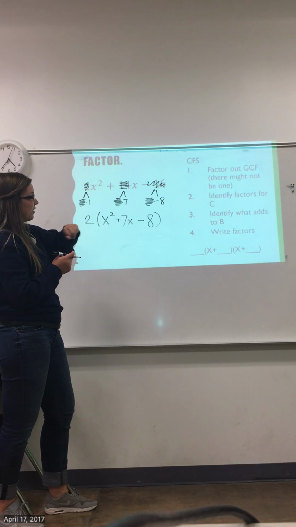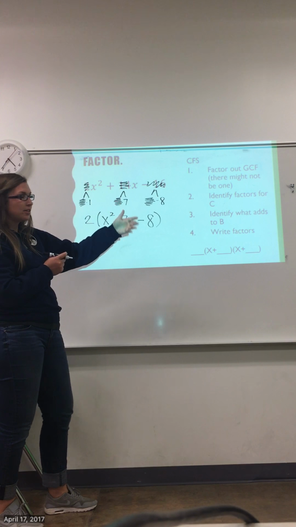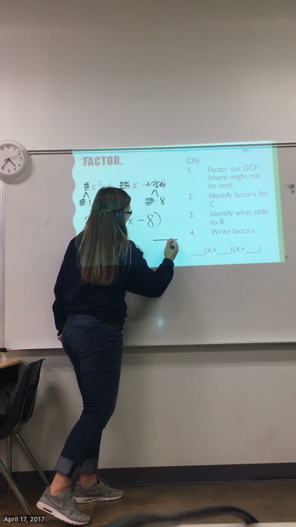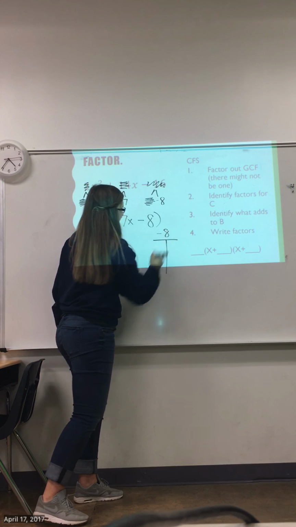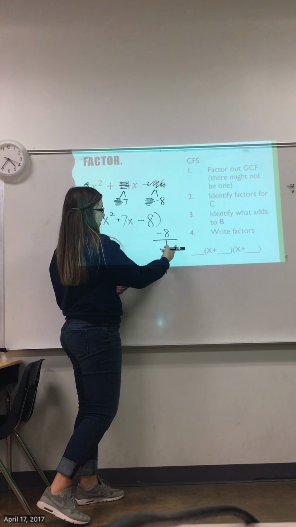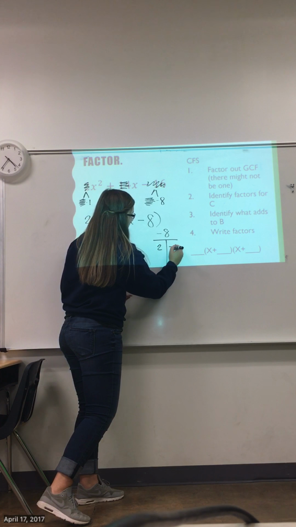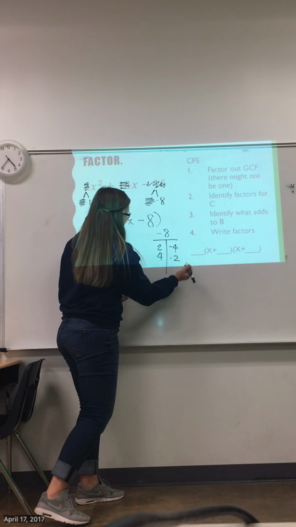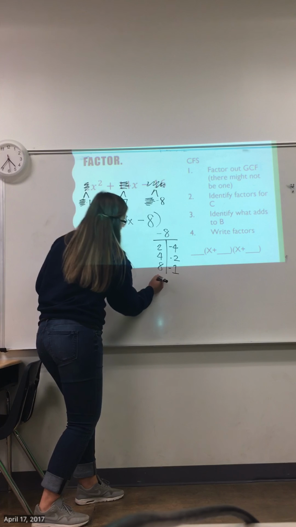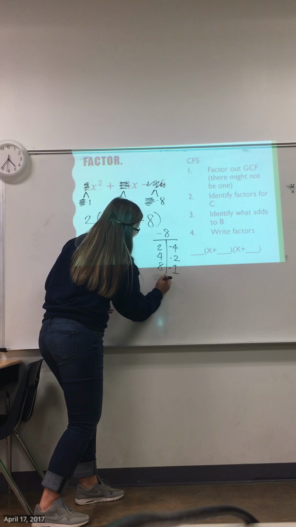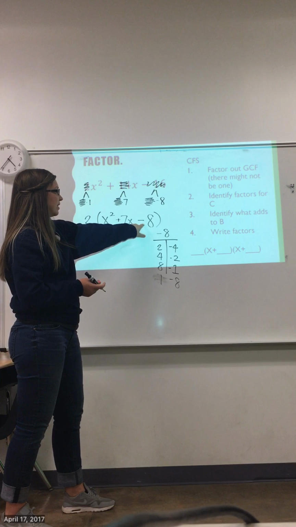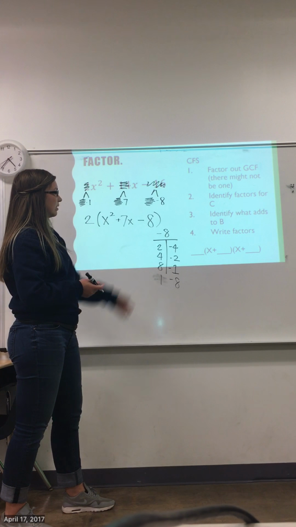Our second step is to identify what multiplies to give my factors for C. A is first, B, C. So what multiplies to give me negative 8? Well, let's see. I know I need to have a positive and a negative, because a positive times a negative gives me a negative. So 2 and negative 4, 4 and negative 2, 8 and negative 1, and negative 8 times a positive 1. I'm going to write it the other way. So I've identified everything that multiplies to this last term, or C.